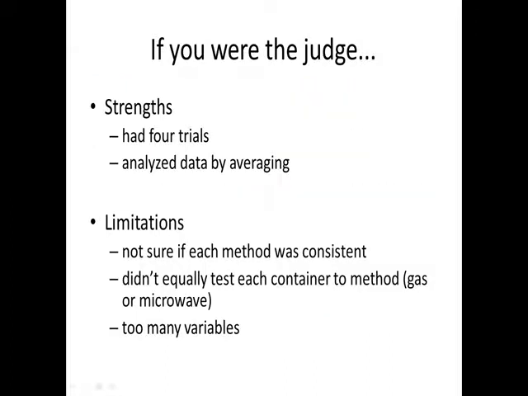So here again, we see the strengths and limitations of the experiment. Think about this example we gave you when you were selecting and working on your project this year. Like I said, the strengths were it had 4 trials for each container, and they used averaging for the data. Some of the limitations: the methods they used were not consistent all the way, and they didn't equally test the container for each method. Like I said, some of them used gas and others the microwave, and there were just too many variables.